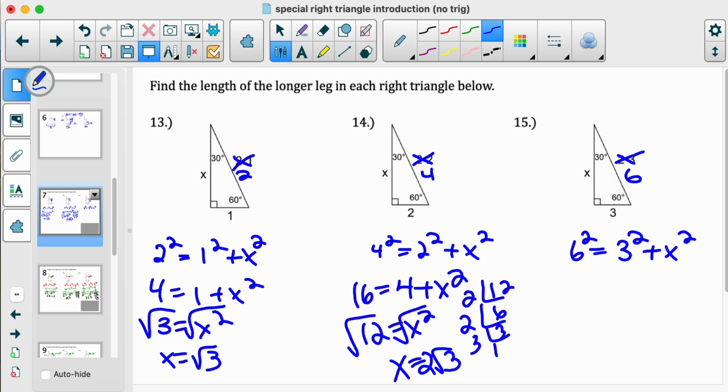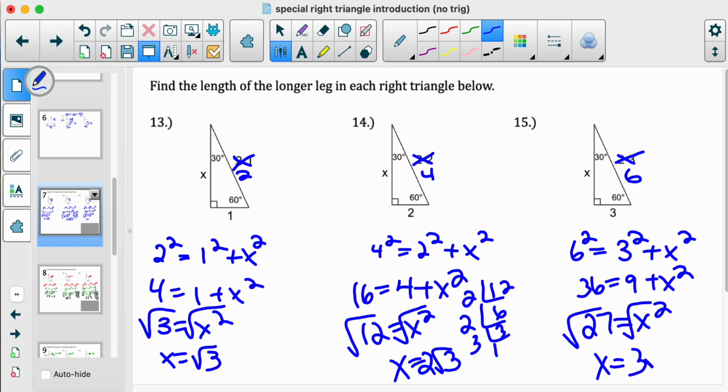On 15, we have 36 equals 9 plus x squared. We subtract 9 from both sides. 27 equals x squared. Square root both sides. We create the ladder for 27. You're going to get 3 3s, right? So a pair of the 3s would go out front, and that 3 would stay inside.